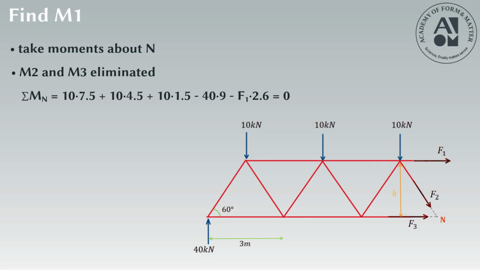Solving gives F1 equals minus 86.6 kilonewtons. The negative sign tells us that our tension assumption was wrong, so M1 is in compression.